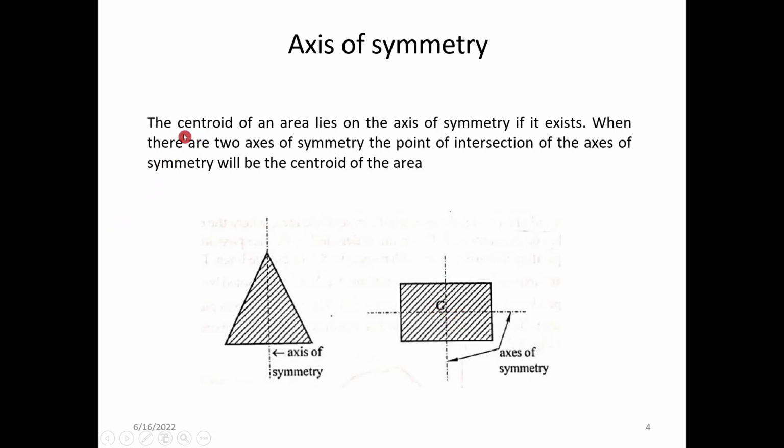Coming to the definition, the centroid of an area lies on the axis of symmetry if it exists. So when there are two axes of symmetry, the point of intersection of the axes of symmetry will be the centroid of the area. Right.